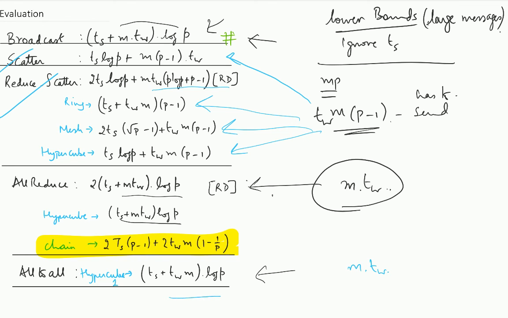So how do I fill the gap? Either I get a better lower bound or I improve the algorithm, okay? So this is what we'll discuss next time.